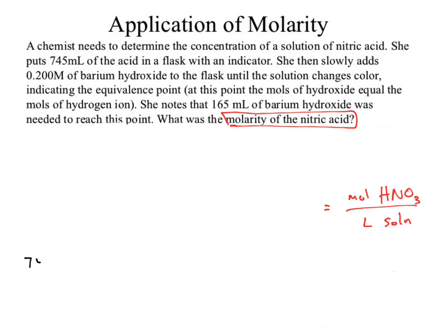745 milliliters. Milliliters of what? The acid. Of the nitric acid solution. So that would really be our acid solution. Because we've got that distinguishing, we might go over here and say this is actually our acid solution. What else are we given?